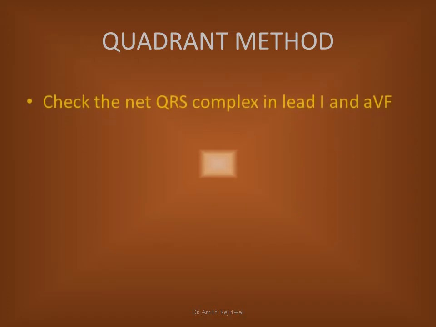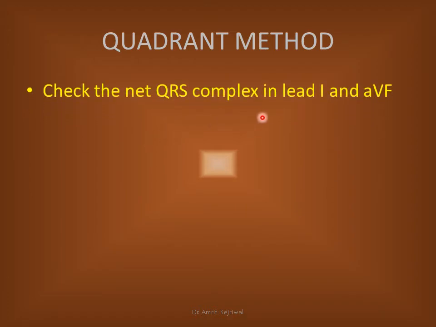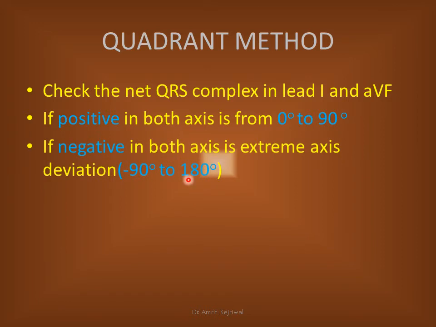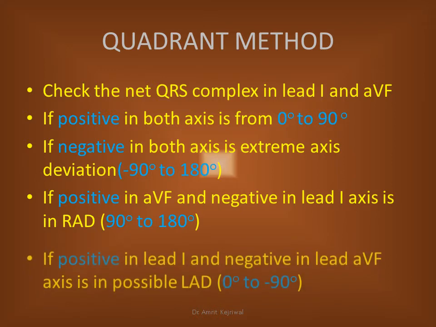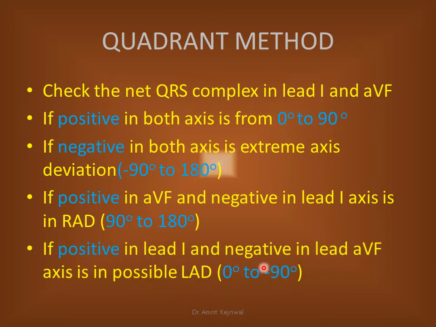So quadrant method, what we do, we check the net QRS complex in lead 1 and AVF. If positive in both, the axis is from 0 to 90 degrees. If negative in both, axis is extreme axis deviation, that is from minus 90 to 180 degrees. If positive in AVF and negative in lead 1, axis is in right axis deviation, that is 90 to 180 degrees. And if it's positive in lead 1 and negative in lead AVF, axis is in possible LAD from 0 to minus 90 degrees.